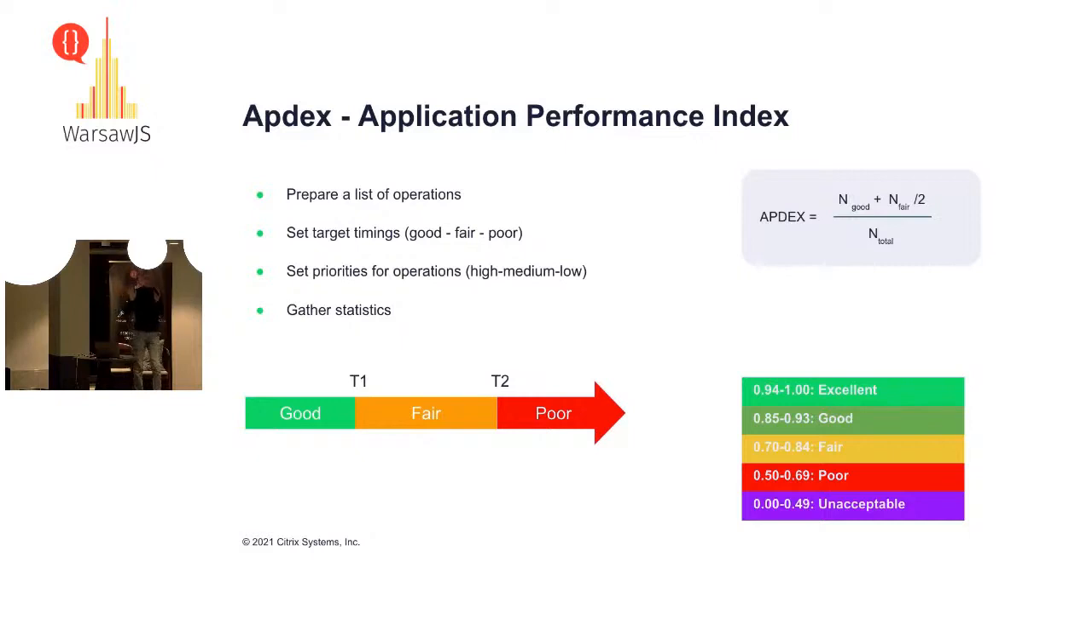So like that. We actually did it together with our UX designers, so we could understand these two major thresholds. What is a good timing, or what is a fair and a poor timing. So like T1 and T2, it's like two borders.